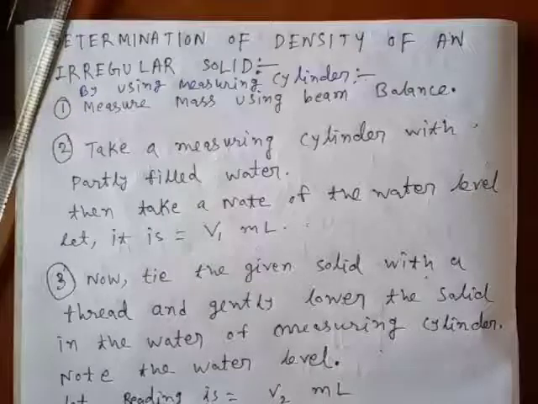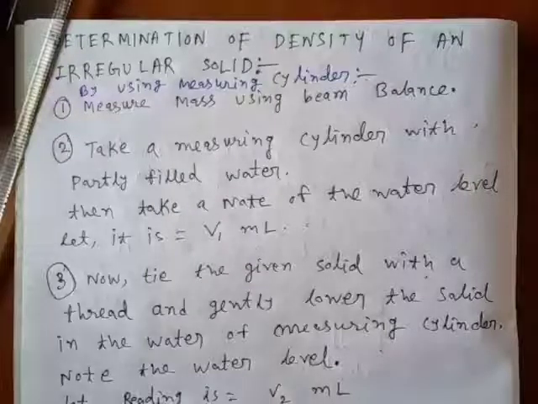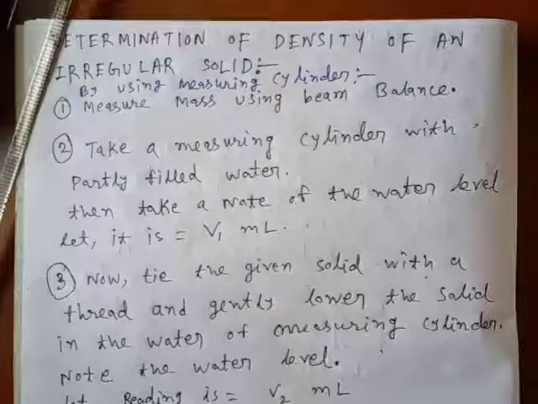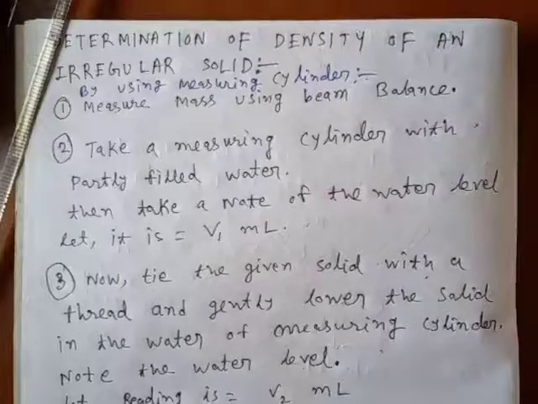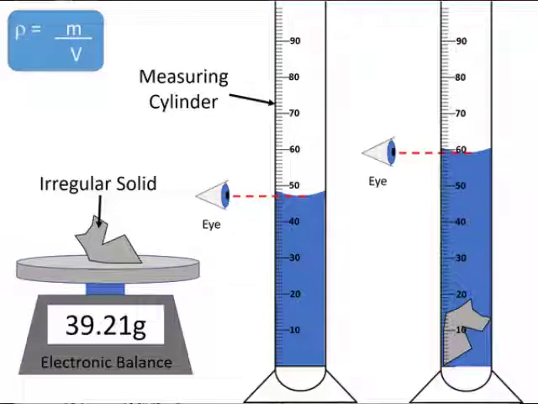First we have to measure the mass of the irregular solid by using a beam balance. Then take a measuring cylinder partly filled with water, then make a note of the upper level of the water. Suppose it is V1 ml. Then tie the irregular solid with a thread and gently lower the solid into the water of the measuring cylinder.